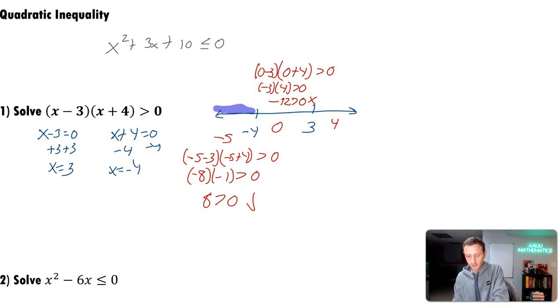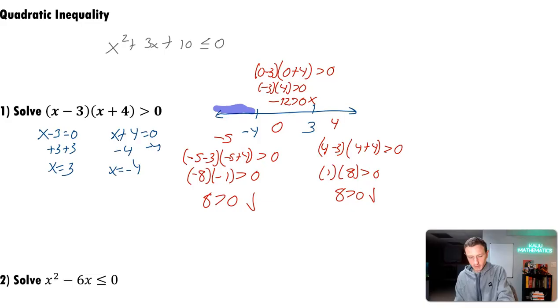And let's try our last region, 3 out to infinity. My test point is going to be 4. 4 minus 3 times 4 plus 4 greater than 0. You can already see 4 minus 3 is positive 1. They're both positive, so a positive times a positive is a positive. So I know that's going to work: 8 times 1 is 8, greater than 0. Yes, so this is a region that works.